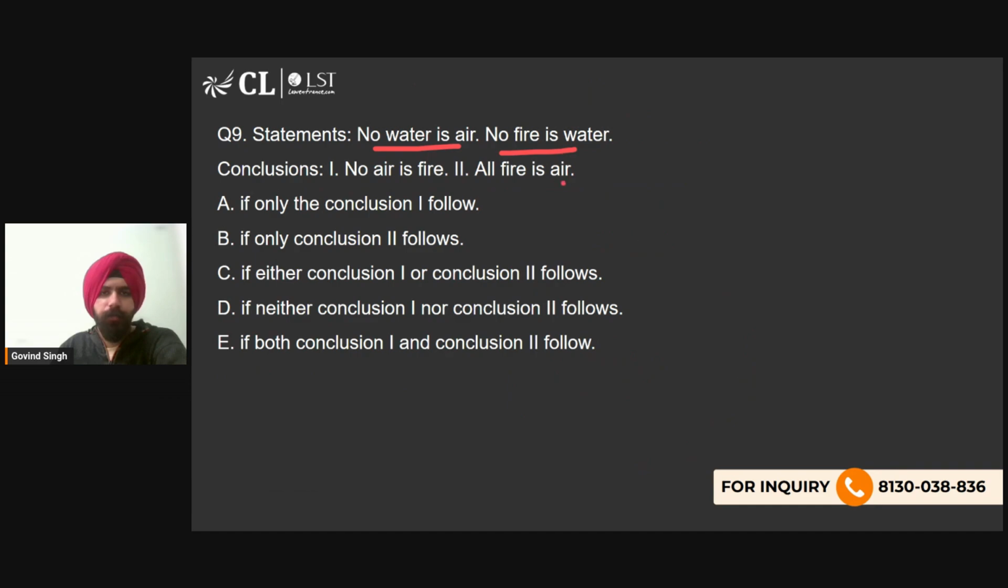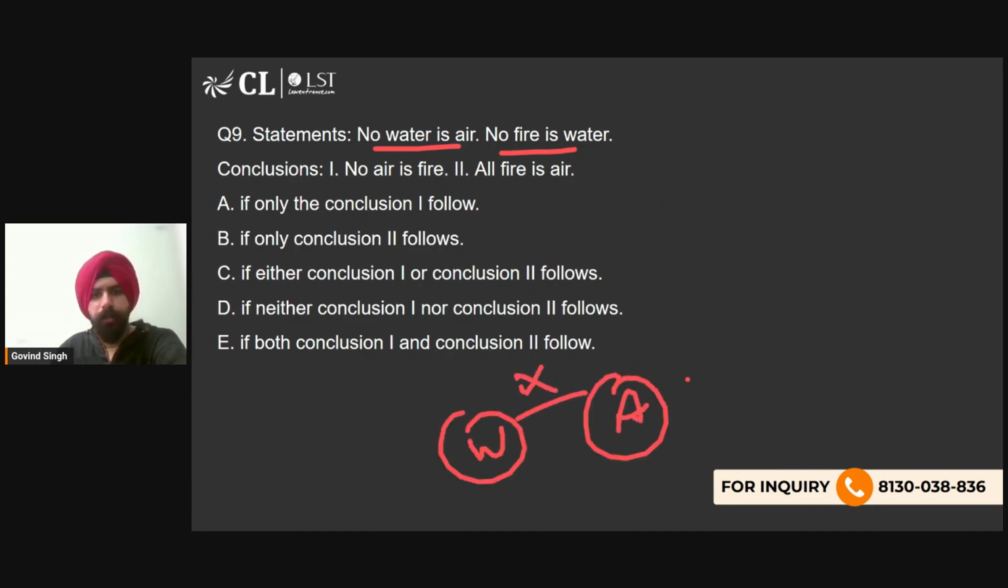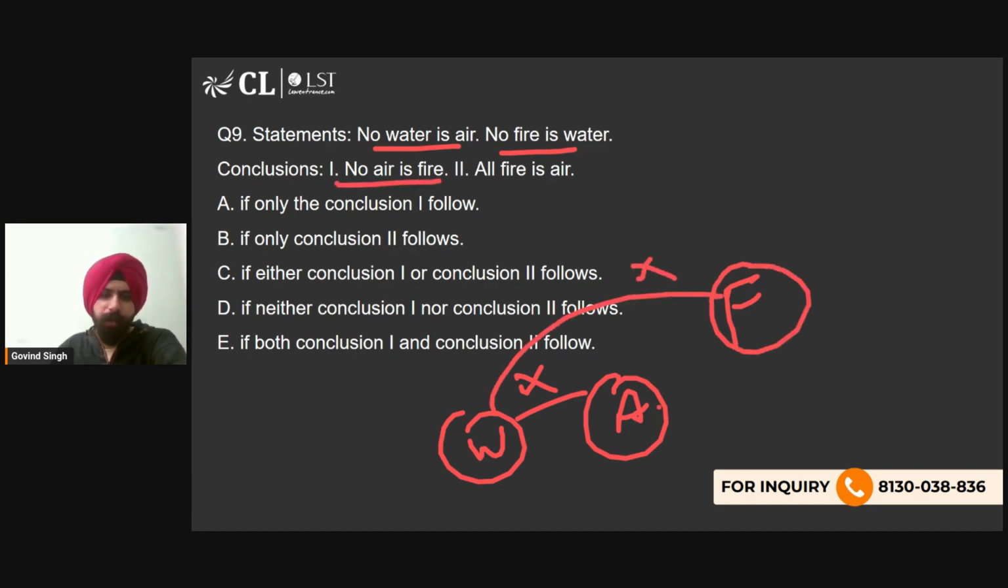No water is air, no fire is water. Cool. No air is fire. Can we say that? Not really. We can't say that. All fire is air. We can't say that. We don't have any relationship between air and fire. We only have a relationship between water and air and fire and water. So none of them follow, which means option number D would be correct.